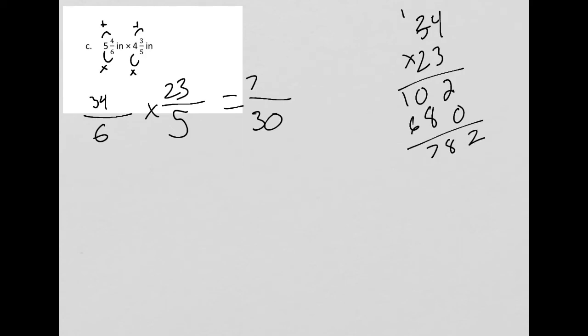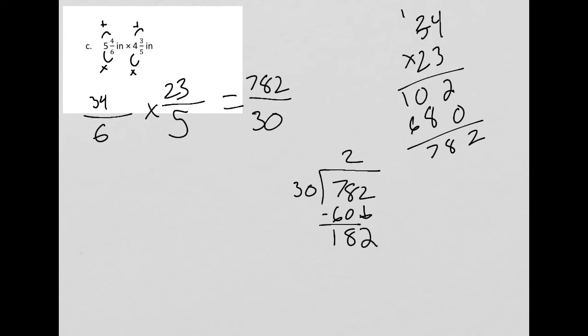So 782 30ths. Again, I have to simplify that because that numerator is bigger than that denominator. I know a fraction bar is a division sign, so I can do 782 divided by 30. 30 can go into 7 no times. 30 can go into 78 2 times. 30 into 182, I can think of that as like a 3 and an 18.